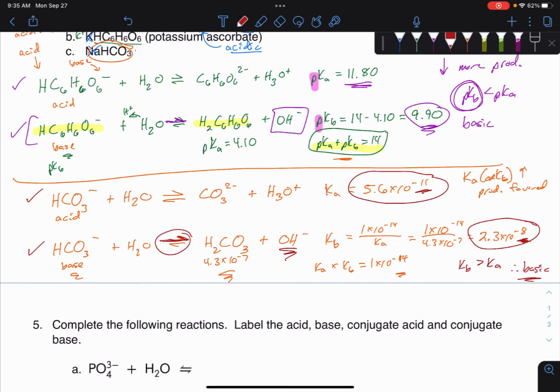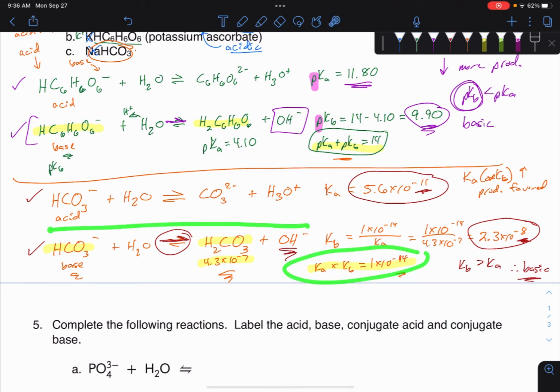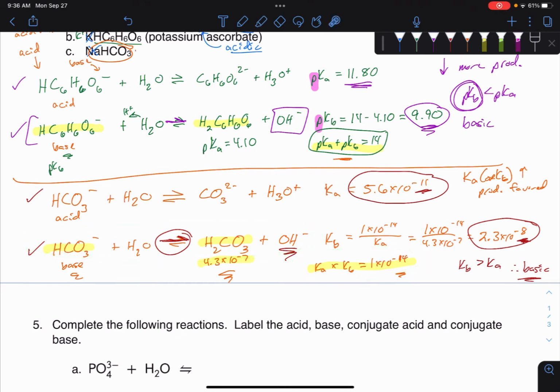And before I leave this problem, I just want to emphasize that this equation is true for that acid and its base. So remember, when you apply this equation, keep it within the acid and base that are in a particular equilibrium reaction.